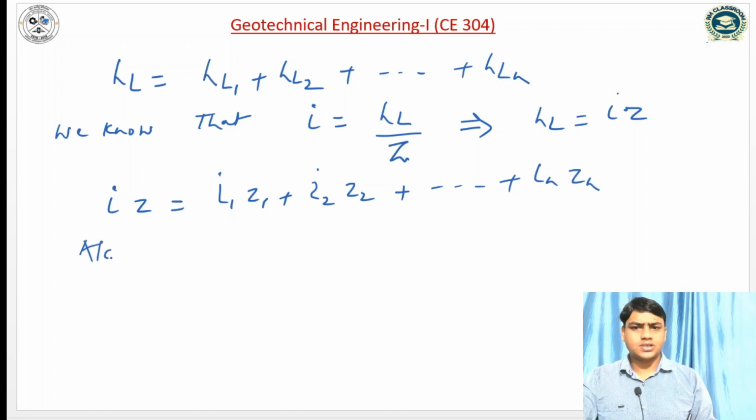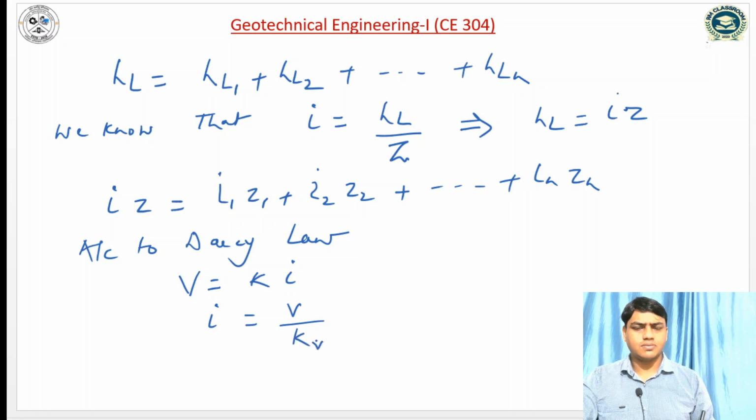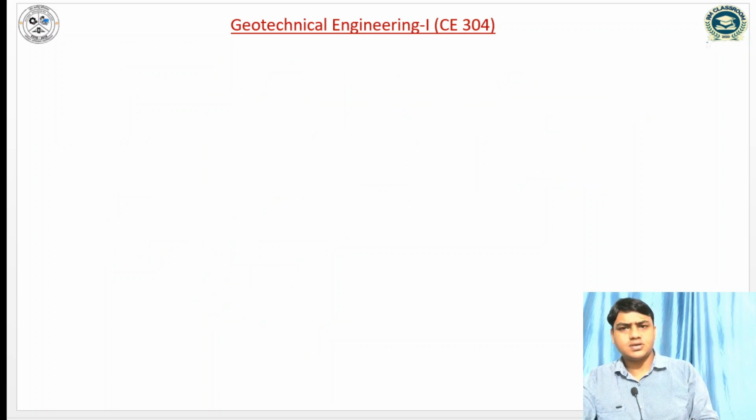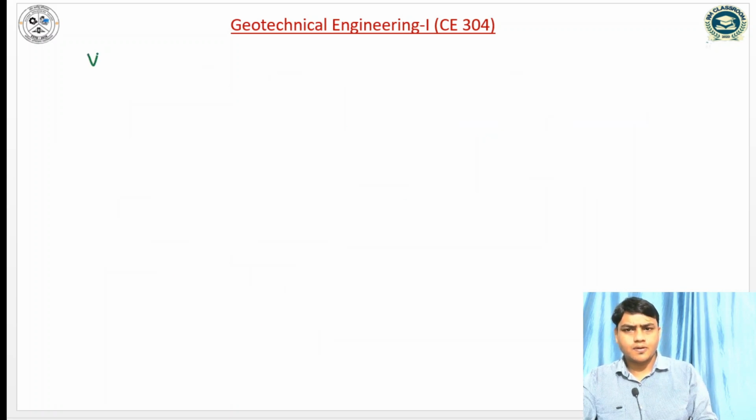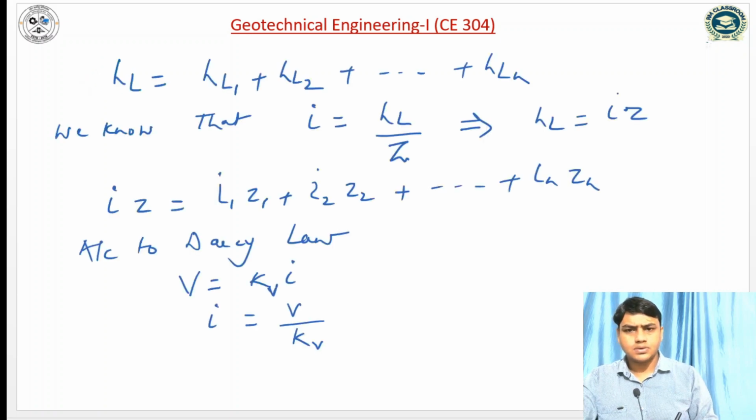And according to Darcy's law, we can write V is equal to K into I. So I can also be written as V divided by Kv, because overall permeability in the vertical direction is Kv. So if I replace this one, it will be V by Kv into Z.